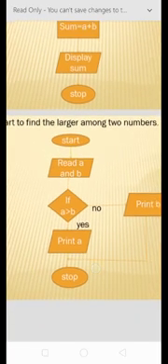After this, we will check which one is greater. So we will use the decision box to check the condition: if the first number, that is A, is greater than the second number B. If A is greater than B, if yes, then print A. If no, then print B. And then stop.